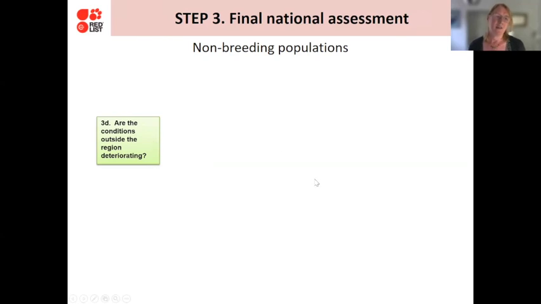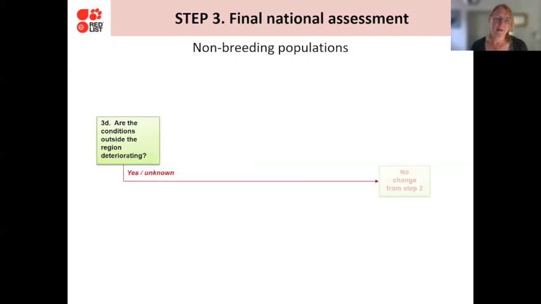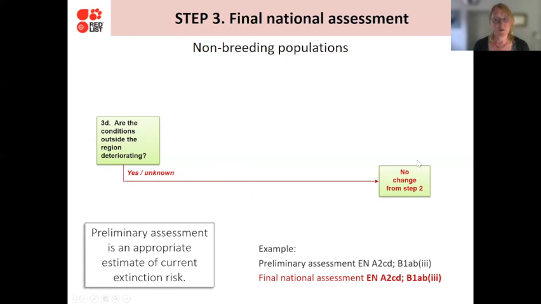Ask the question, are the conditions outside of the region deteriorating? So think about the population in the breeding areas. Think about the populations that are in stopover areas. Is that breeding population declining? Are the conditions and habitat declining in the breeding areas or at the stopover areas? Are fewer individuals reaching your country? If your conclusion is yes, then you don't change your preliminary category because you have already subconsciously considered that in your preliminary assessment.